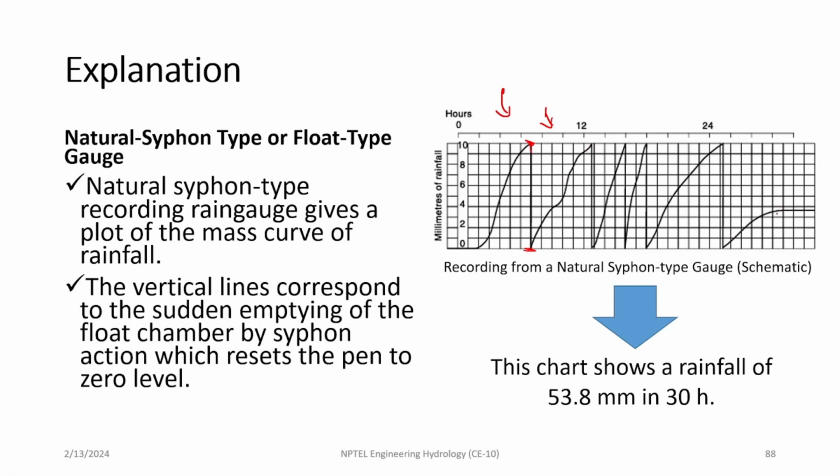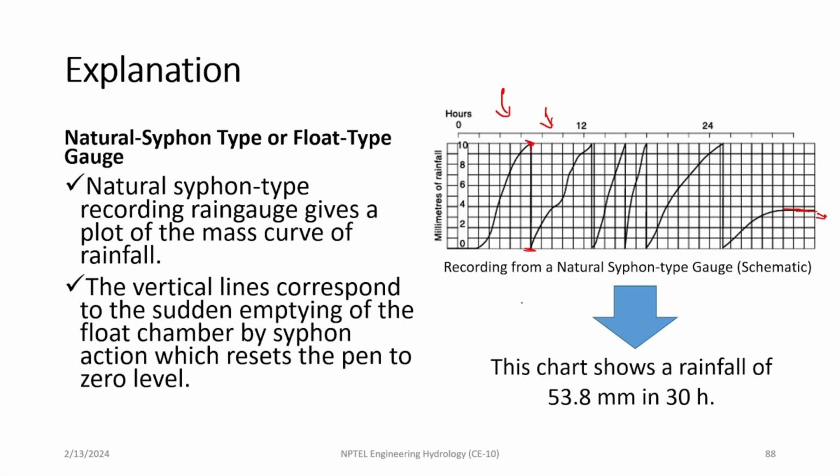And you can also see from the graph, whenever this line is getting flatter, or it is getting constant, then it means that there is no precipitation. There is no rainfall going on.